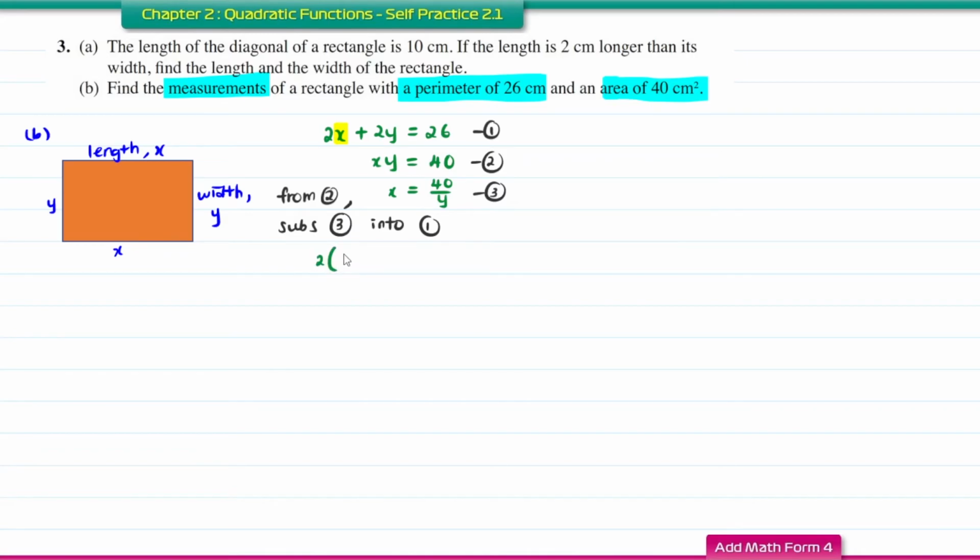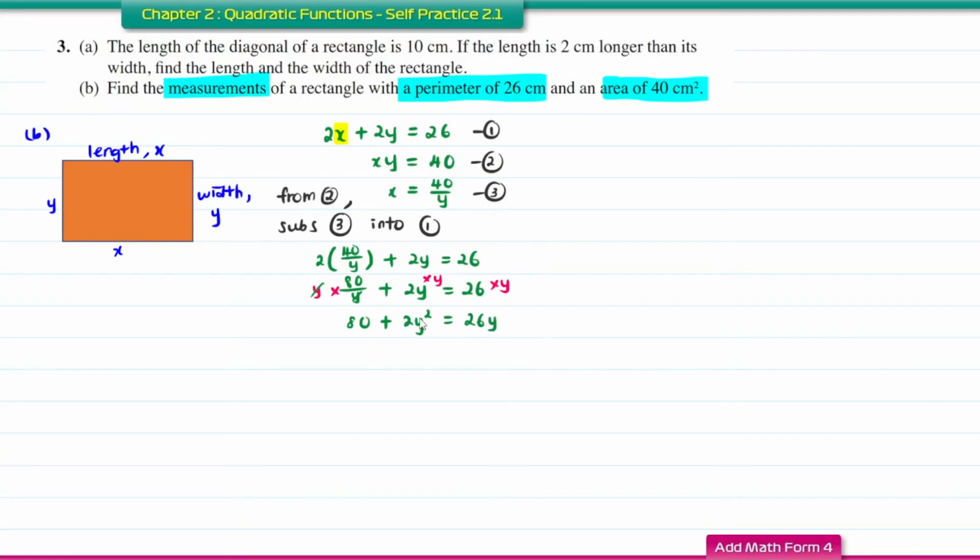Next, you're going to have 2 bracket 40 over y plus 2y equal to 26. So let us solve this first. 2 times 40, you're going to have 80 over y plus 2y equal to 26. Next, I am going to get rid of the fraction here, which is the denominator y. So I'm going to multiply each of the terms here with y. So when 80 over y times y, the y here will be cancelled. So you're going to have 80 plus 2y times y is 2y squared equal to 26y.